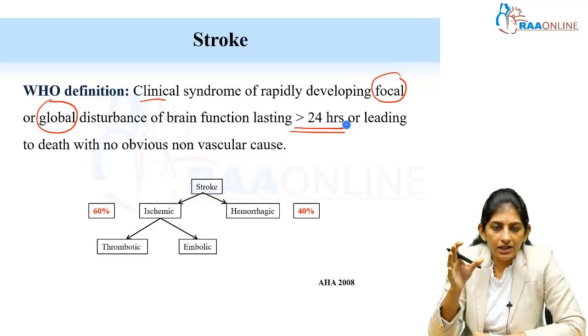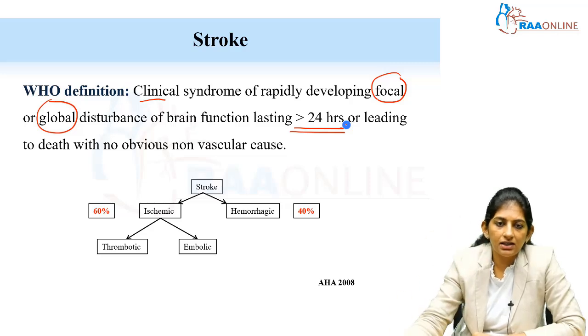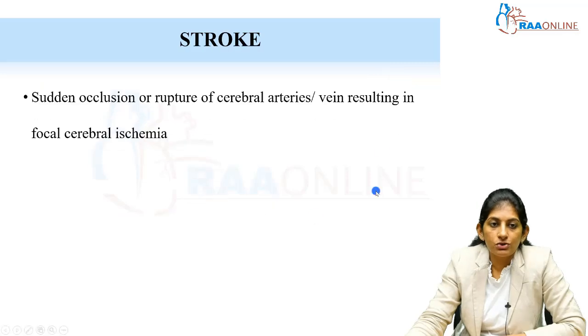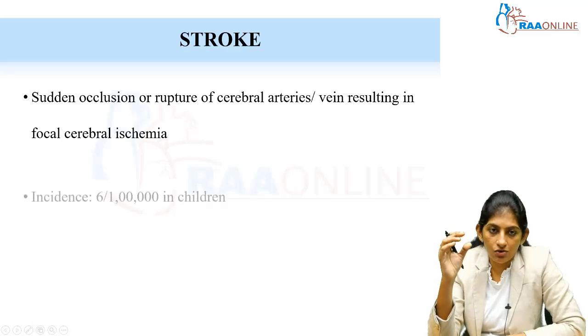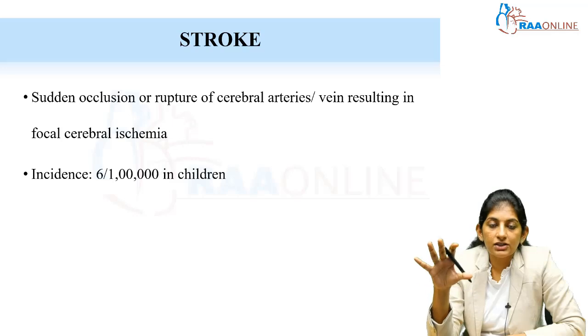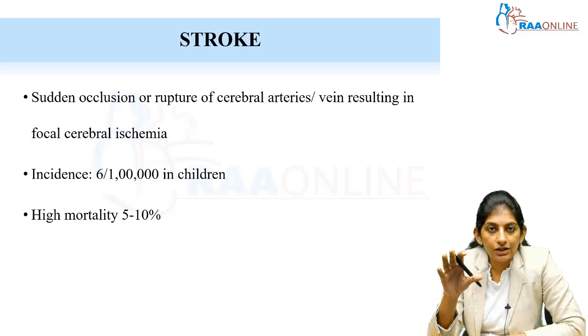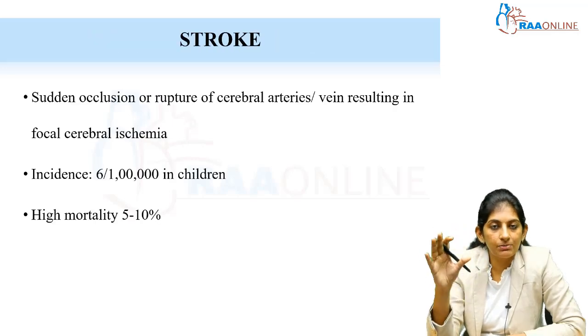Coming to pediatric stroke, we know stroke can be either due to an ischemic event or due to a hemorrhagic event. Ischemic events predominate with around 60%, whereas hemorrhagic events account for around 40%. Stroke is nothing but a sudden occlusion or rupture of the cerebral arteries or veins, which results in cerebral ischemia. Incidence in children is not very common, 6 in 1 lakh children. But the mortality rate of stroke is very high, up to 5 to 10%.